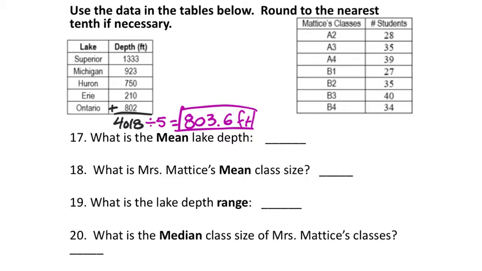What is Miss Matthias's mean class size? Let's find out. So we're going to add all these together and divide whatever we get from the sum by, looks like 7 classes there. So 28 plus 35 plus 39 plus 27 plus 25 plus 40 plus 34. Enter. Yeah, that's a 238 right there.